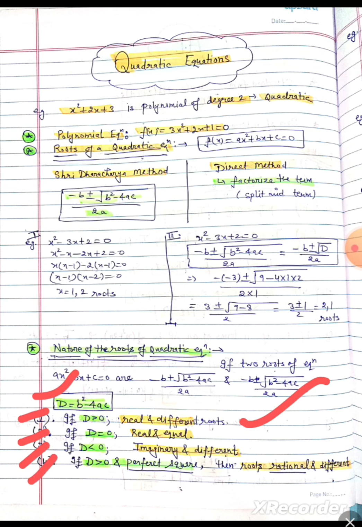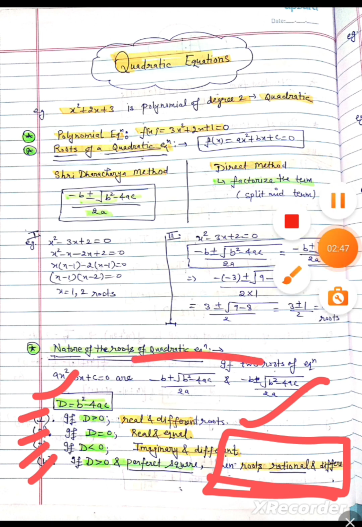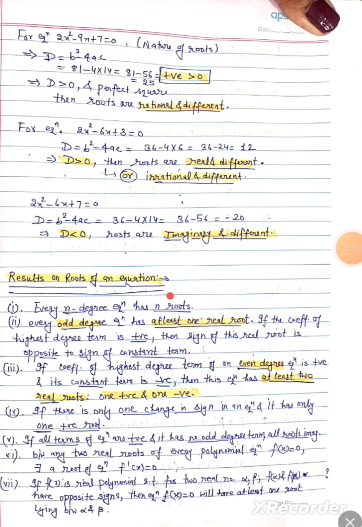In fourth case, you can see that if your discriminant is greater than 0 and is a perfect square also, then your roots are rational and different. Now let's move to the second part of this. Now you have the equation for the nature of roots: 2x square minus 9x plus 7 equal to 0. You will find the nature of roots here from the discriminant. Discriminant here is b square minus 4ac.